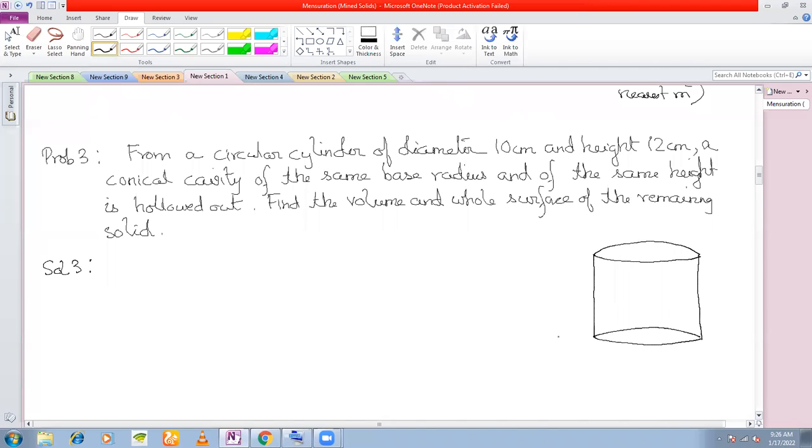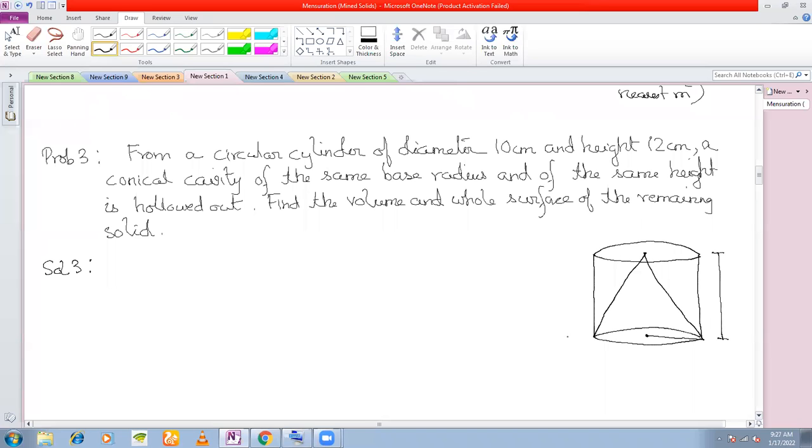From this cylinder, a conical part is hollowed out, having the same base radius. That means from this cylinder, I hollow out this cone. And it is said that this cone has the same height and the same base radius as the cylinder. So obviously this has the same base radius, right? And this has the same height as that of the cylinder.